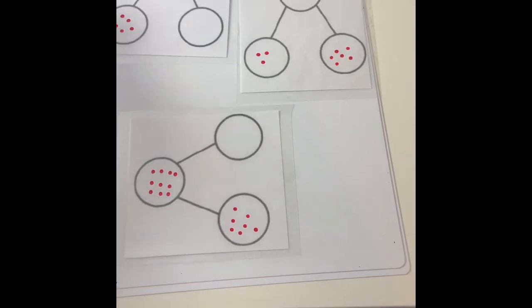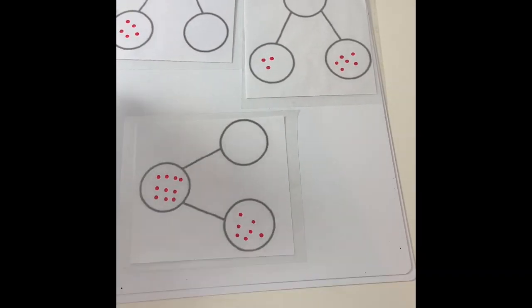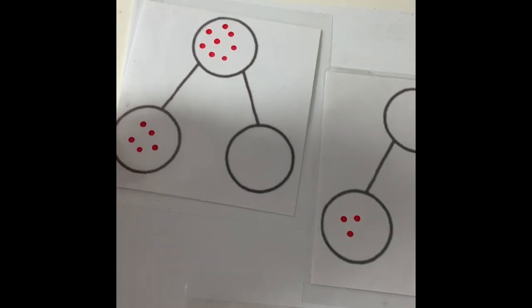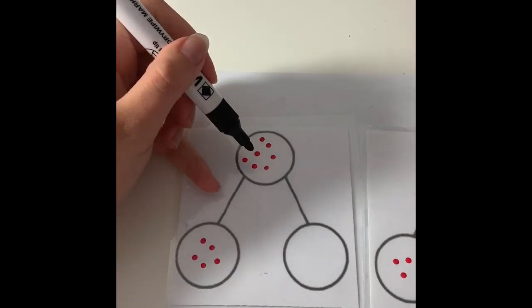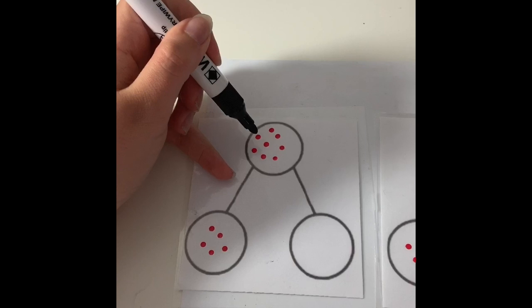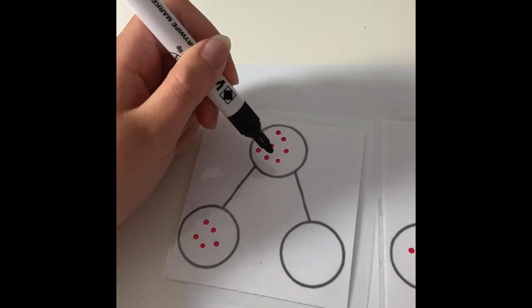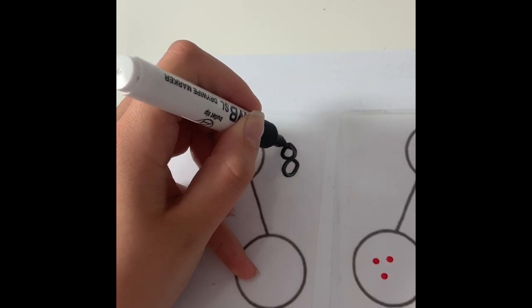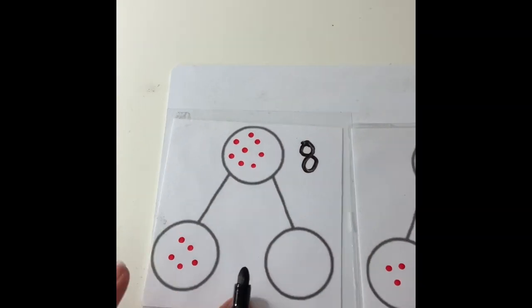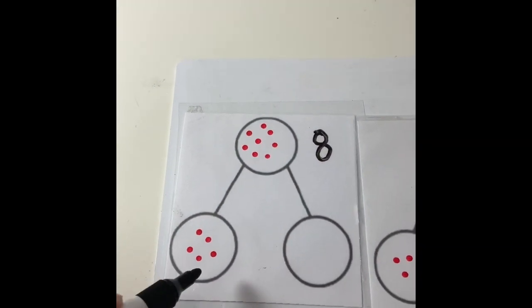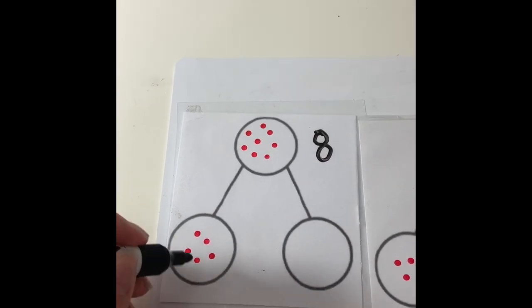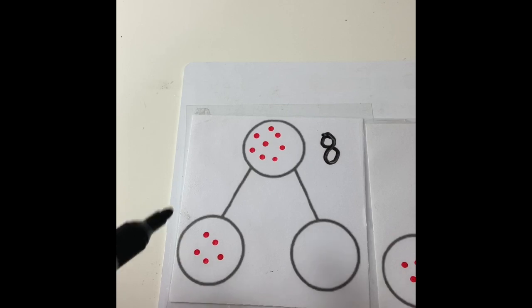When you're working out these answers, you can accurately count by crossing them out to help you. 1, 2, 3, 4, 5, 6, 7, 8. So I'd write 8. Then I'd work out what's in this part. 1, 2, 3, 4, 5. Again, you might want to cross them out so you know you've counted accurately.